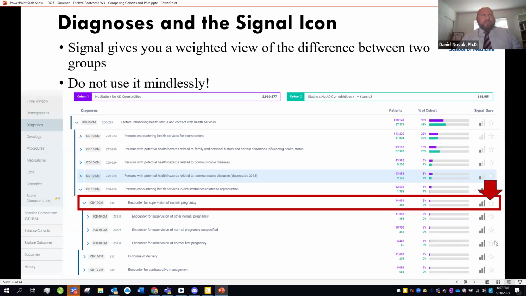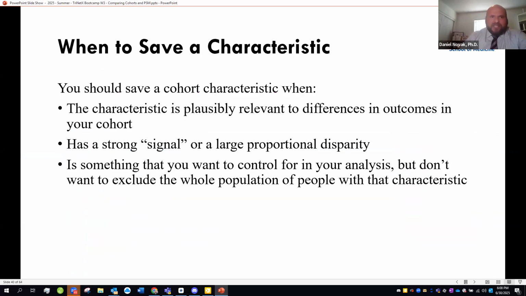I've met with some people who've had 50, 60 characteristics they're adding into the propensity score match model. And I'm like, why are you including this? And they're like, well, it had 3 bars. And I'm like, that's not a good reason to include it. You need both a mathematical reason, in this case represented by the signal, but also a theoretical reason why that's important. And you also really need to think about how much of an impact this is likely to make on your final analysis.